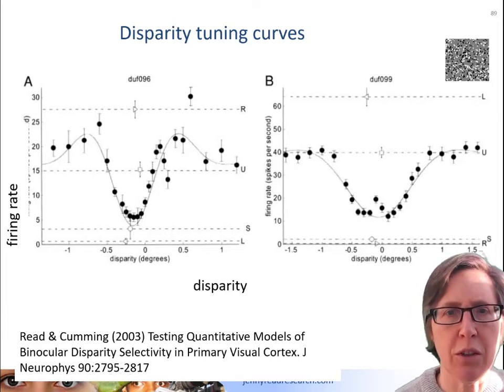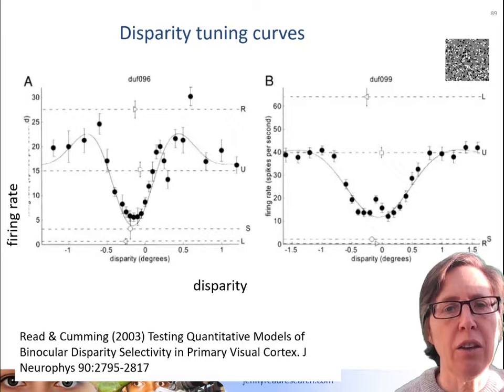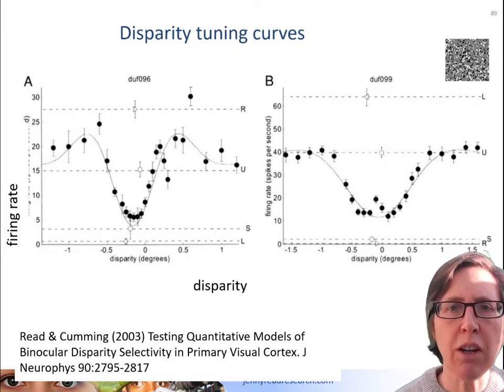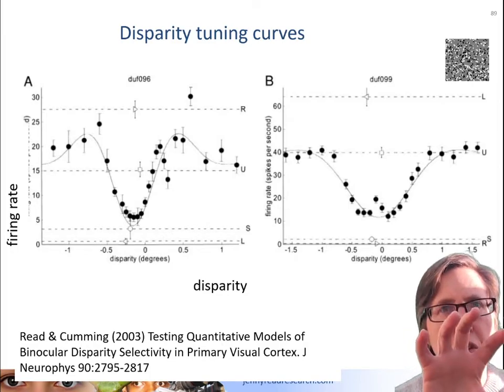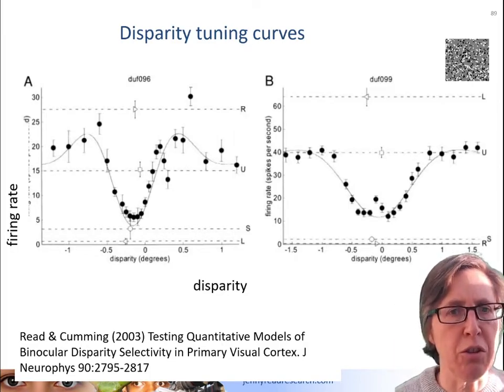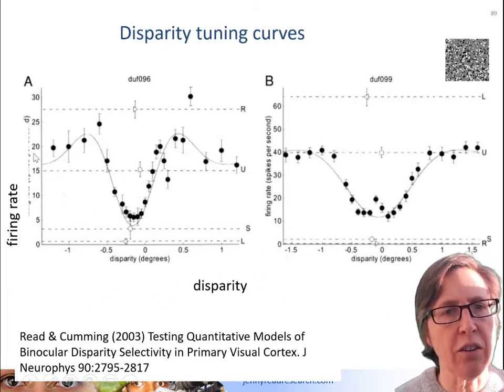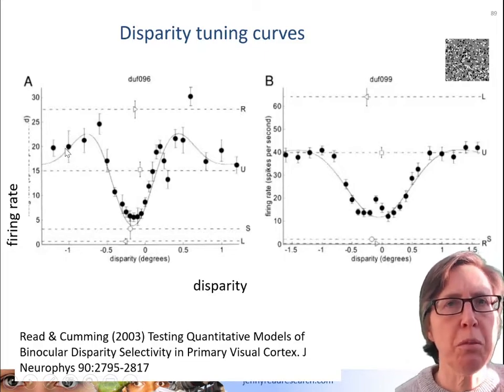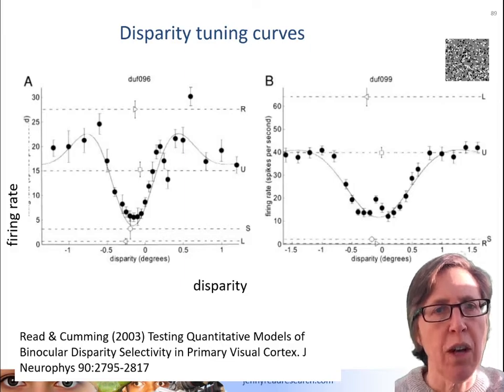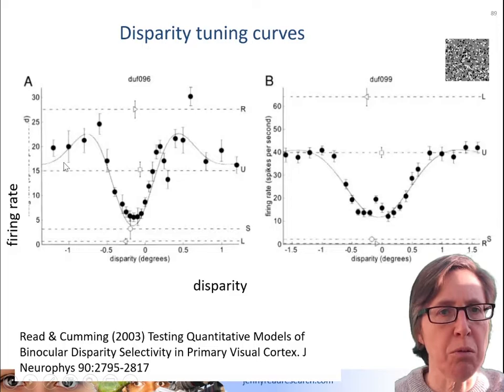So it's a cyclopean stimulus where the left eye is just seeing a pattern of black and white dots on a grey background, and the right eye is just seeing a pattern of black and white dots on a grey background. But within the receptive field of the neuron, the dots in one eye are shifted with regard to the dots in the other. That's the disparity that's plotted here on the x-axis. And the dots and the error bars show the mean firing rate of the cell as a function of the disparity of the random dot pattern.